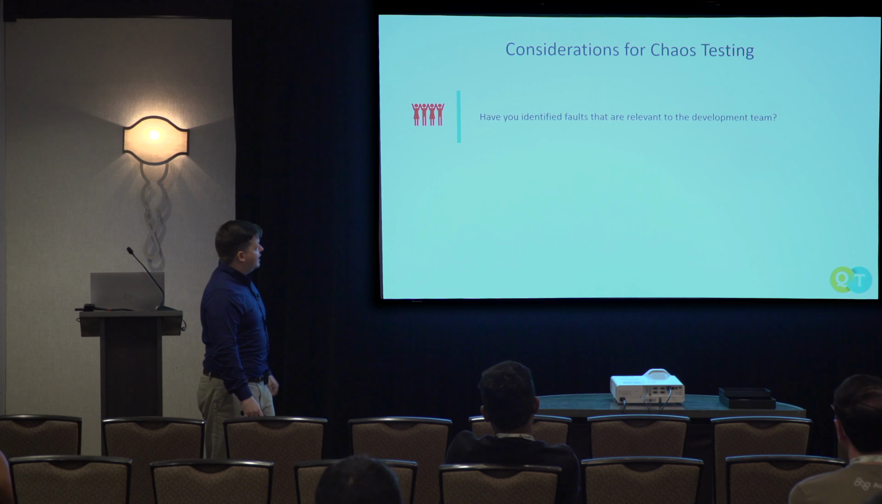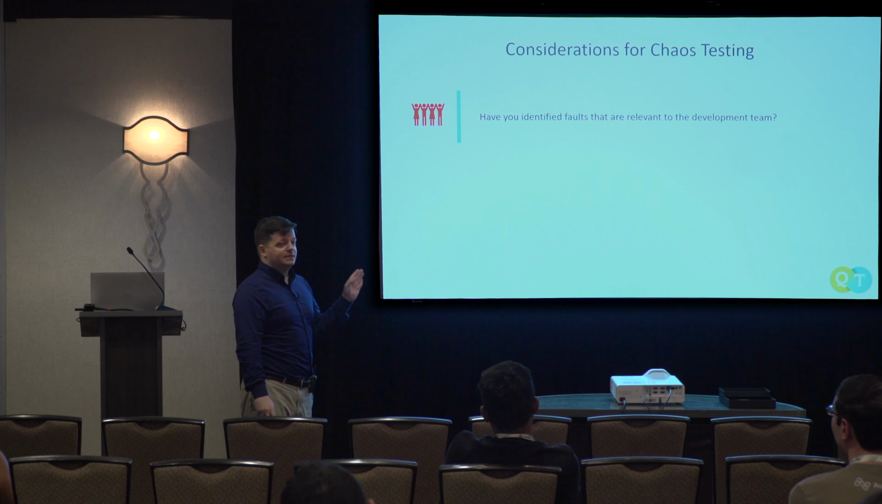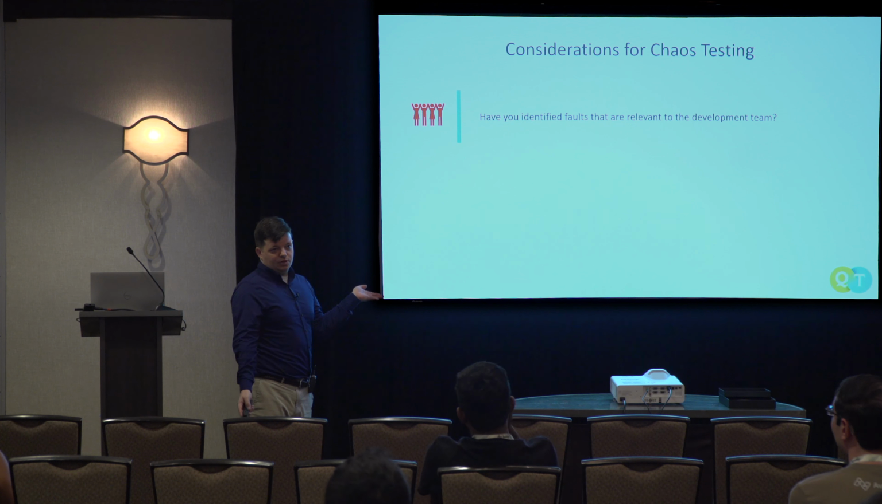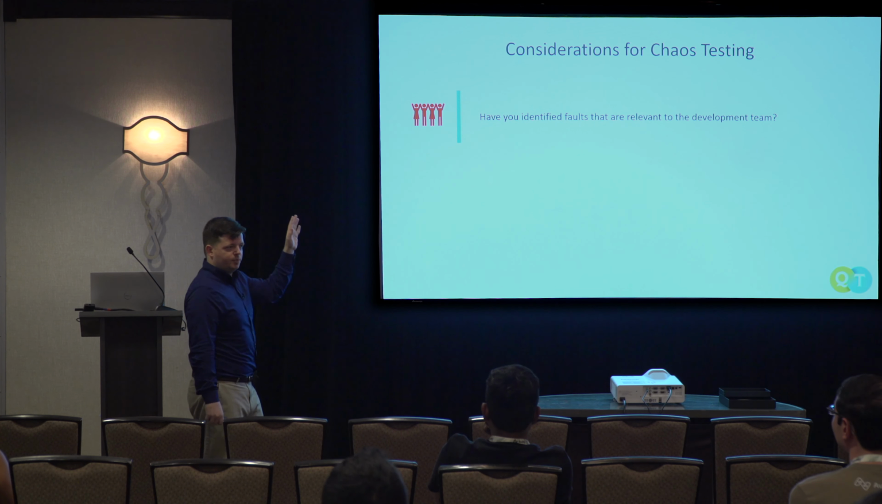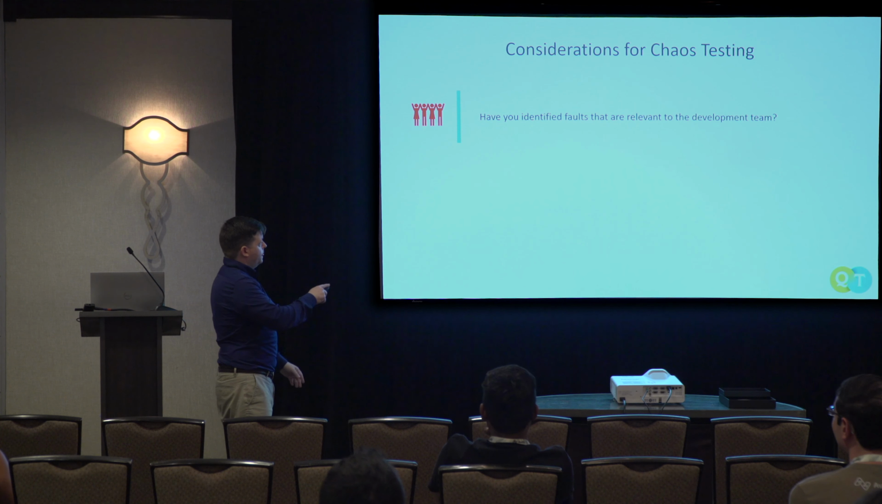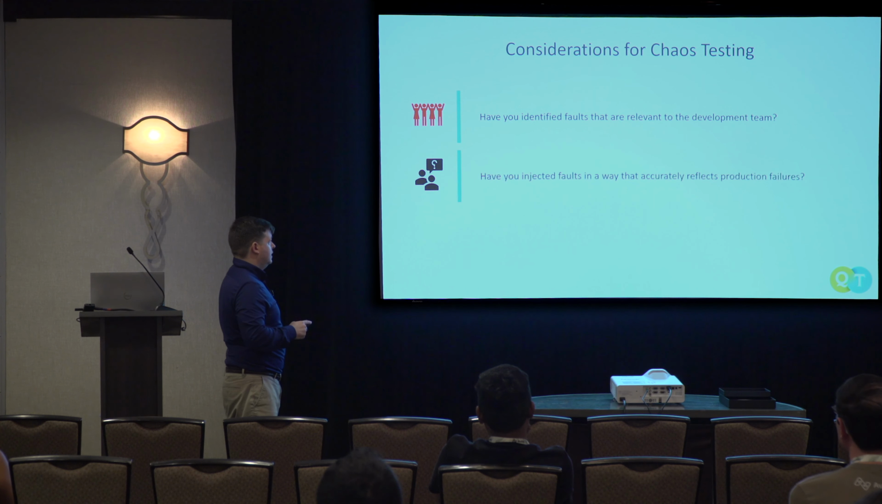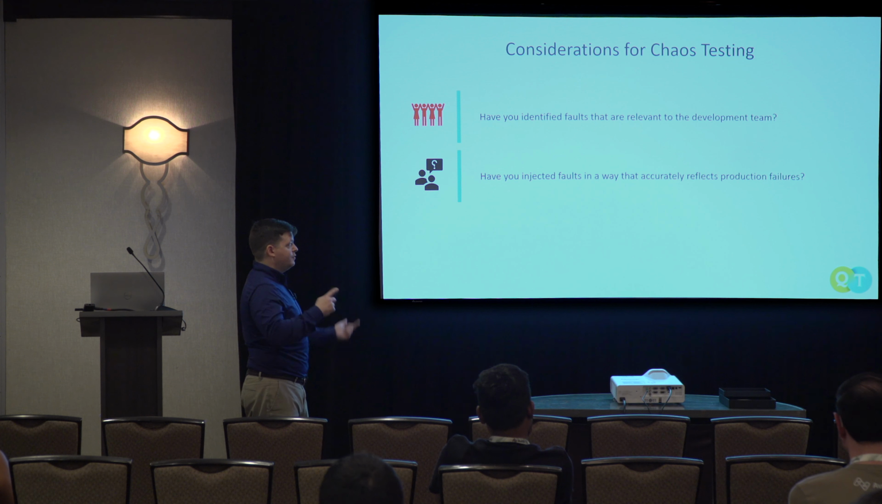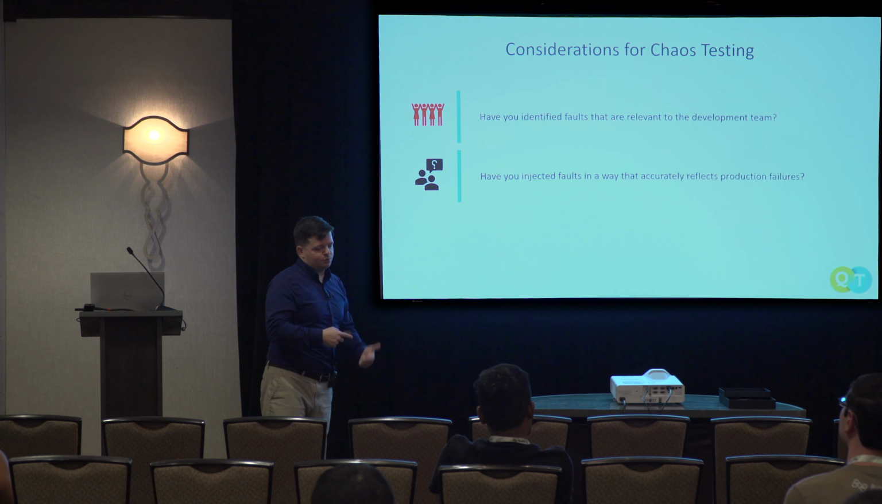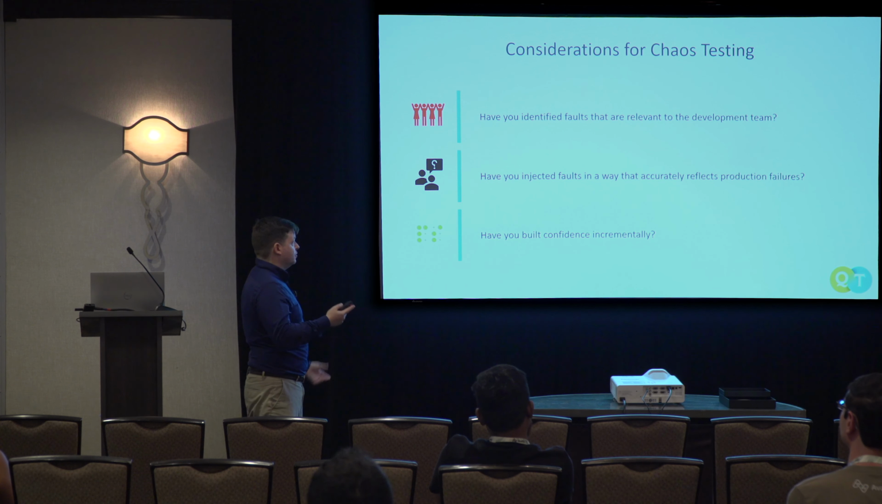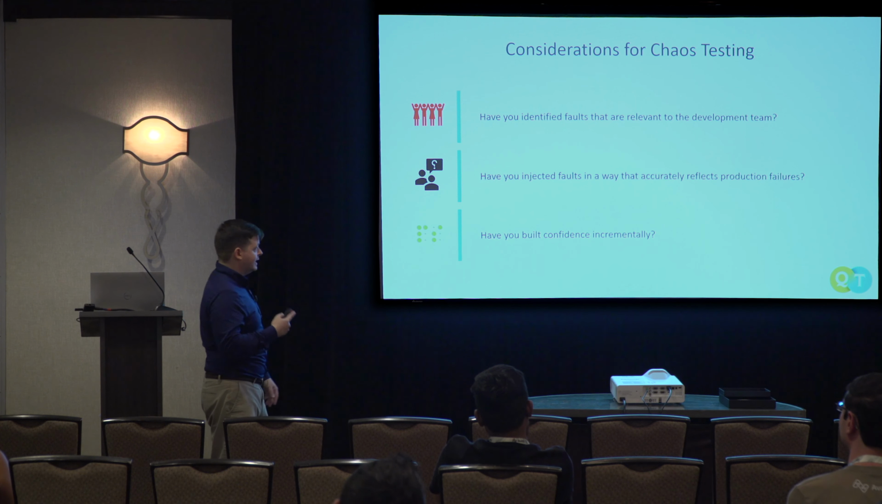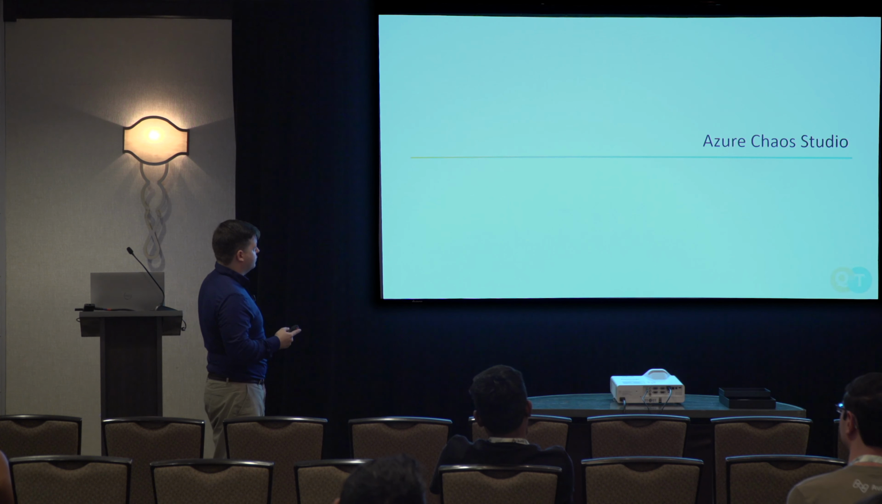So considerations: have you identified faults that are relevant to the development team? The room is mostly developers, so you probably know, and you've probably thought as we were going through this talk of what you wanted to try to turn off or blow up in the middle of your test. So identify those faults that are relevant. Again, have you done this in a way that accurately reflects what you've already experienced in production? And have you built your own team's confidence incrementally as you keep expanding your test coverage?